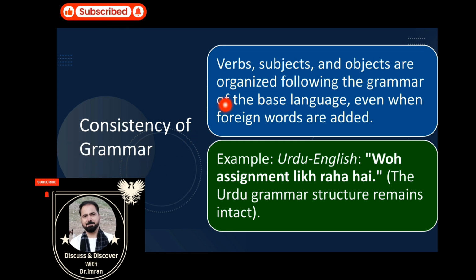Consistency of grammar. Verb, subject and object are organized following the grammar of the base language even when foreign words are added. For example, English-Urdu, "woh assignment likh raha hai". So assignment is what? An English word. Woh is subject, assignment is object, likh raha hai is verb. So the Urdu grammar structure remains intact.